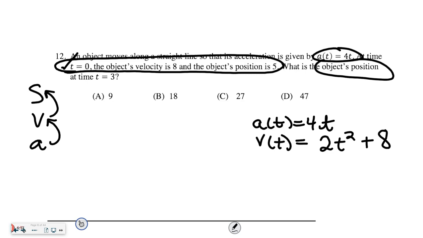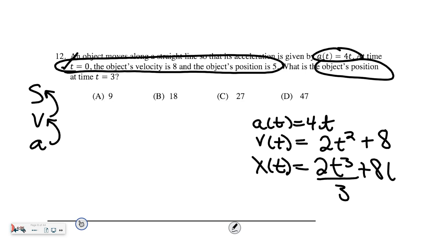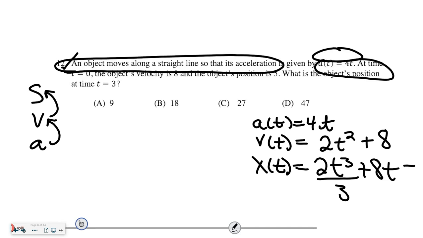Integrate again. I have to go back to position, whether you like to call it x or s, I don't care, but it'd be 2t cubed over 3 plus 8t plus another constant. Read the problem. What's the other constant? When I put in a 0, what's got to come out for the position? 5. Yeah, so my other constant's 5.